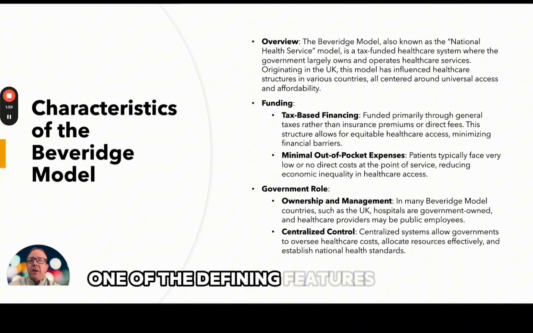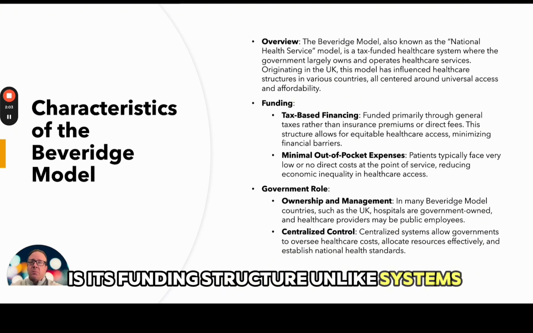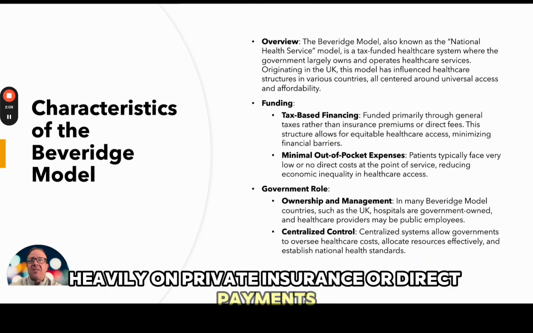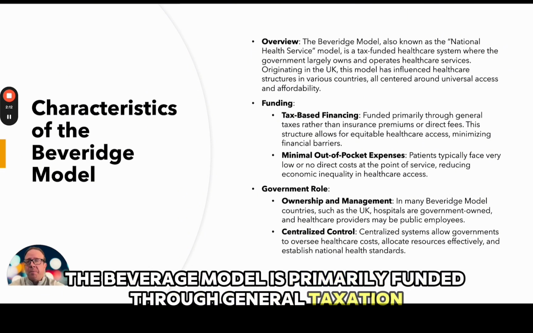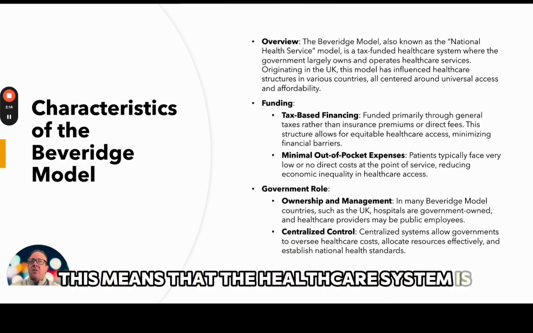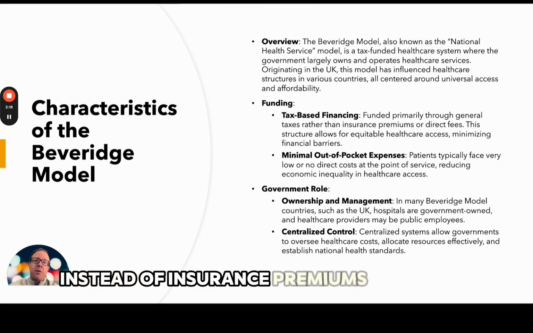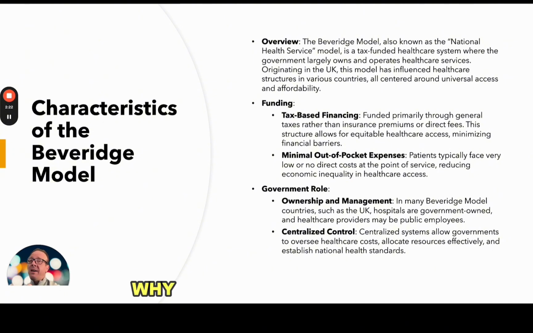One of the defining features of the Beveridge Model is its funding structure. Unlike systems that rely heavily on private insurance or direct payments, the Beveridge Model is primarily funded through general taxation. This means that the healthcare system is supported by taxes the population pays instead of insurance premiums or fees at the point of care. Why does this matter?